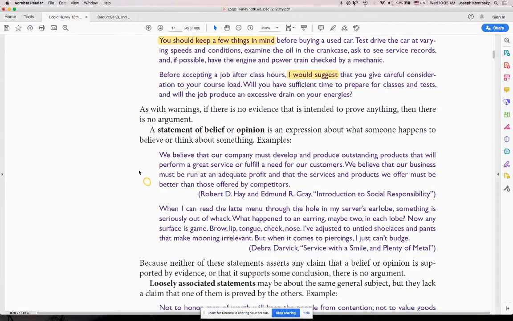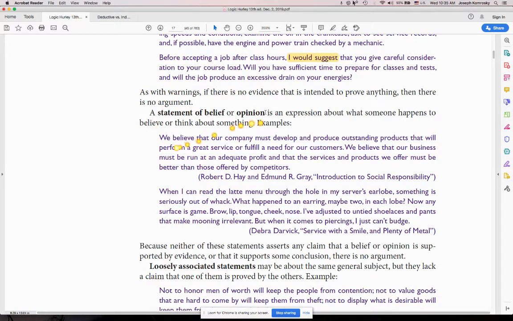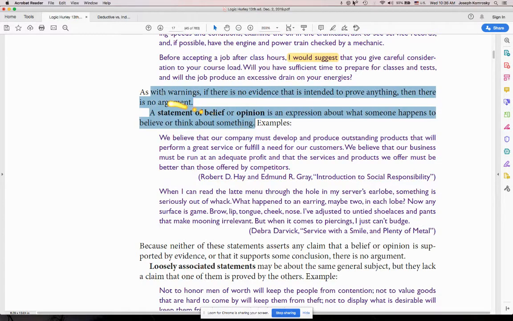Statement of belief or opinion is an expression about what someone happens to believe or think about something. It might not be that they're even true, they just believe it. And again, I've said this before, you can have beliefs about reality. They might be false. Remember when you were 2 or 3 years old and you believed in Santa Claus? I mean, you literally did, right? I did. I know I did, right? And even the Tooth Fairy.